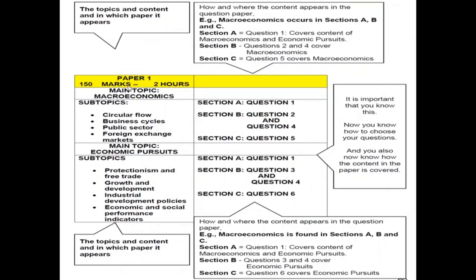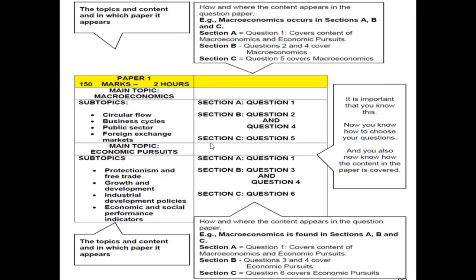Then let's look at how the question papers are constructed. First of all, you will see that paper one, your main topics are macroeconomics and economic pursuits. But you will find this content in certain questions in the examination. If you look at section A, question one, that will cover both macroeconomics and economic pursuits. Then let's look at section B. Now in section B, it is important to note that question two and question four deal with macroeconomics. Question five in your section C also deals with macroeconomics.